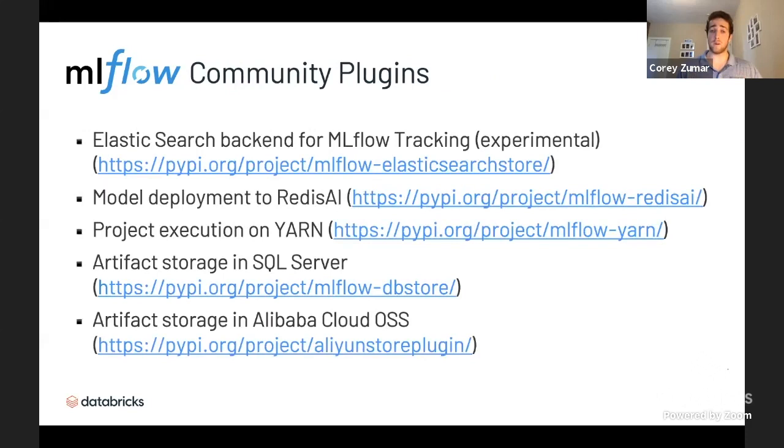To provide an overview of all of the currently provided community plugins, we see that MLflow includes an Elasticsearch backend for MLflow Tracking, model deployment to Redis AI, and project execution on Yarn that we just talked about, as well as plugins for artifact storage in SQL Server and Alibaba Cloud OSS. We're looking to rapidly expand the set of available community plugins and are very excited about seeing your contributions to the plugin ecosystem.